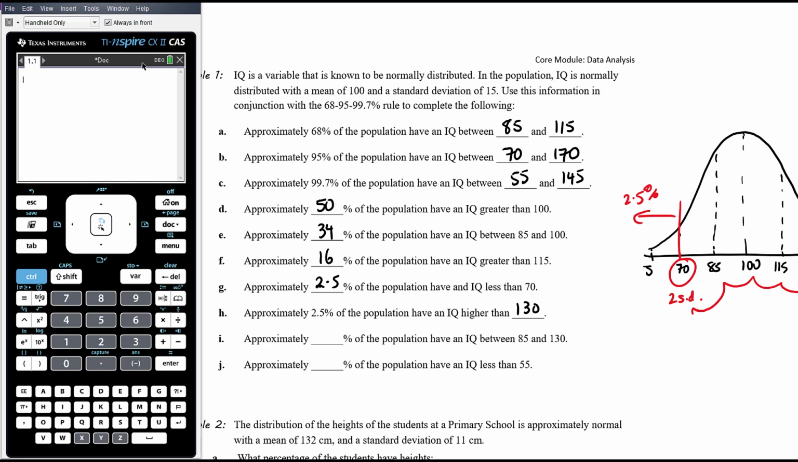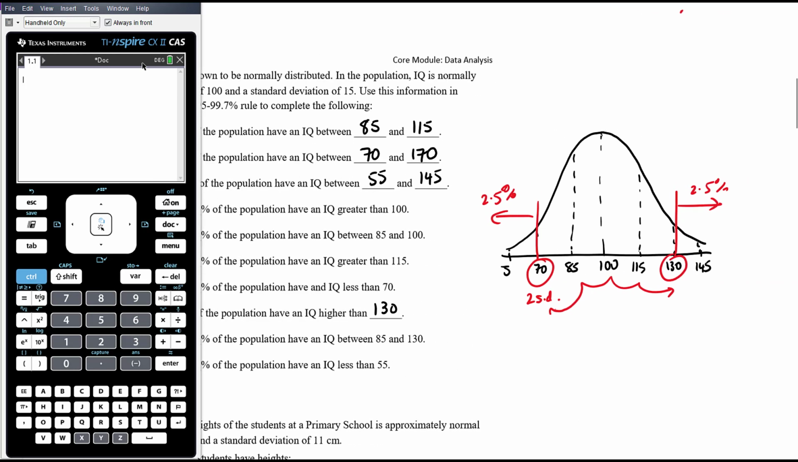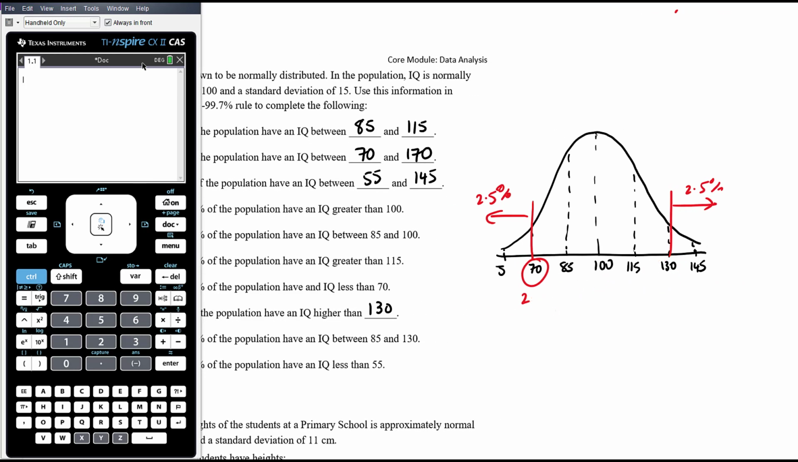And then the last two, approximately what percentage of the population have an IQ between 85 and 130? Okay, again, let's work out what we're dealing with here. So 85 is here and 130 is here. 130 is 2 standard deviations above the mean. 85 is 1 standard deviation below the mean. So again, let's think about the mean.